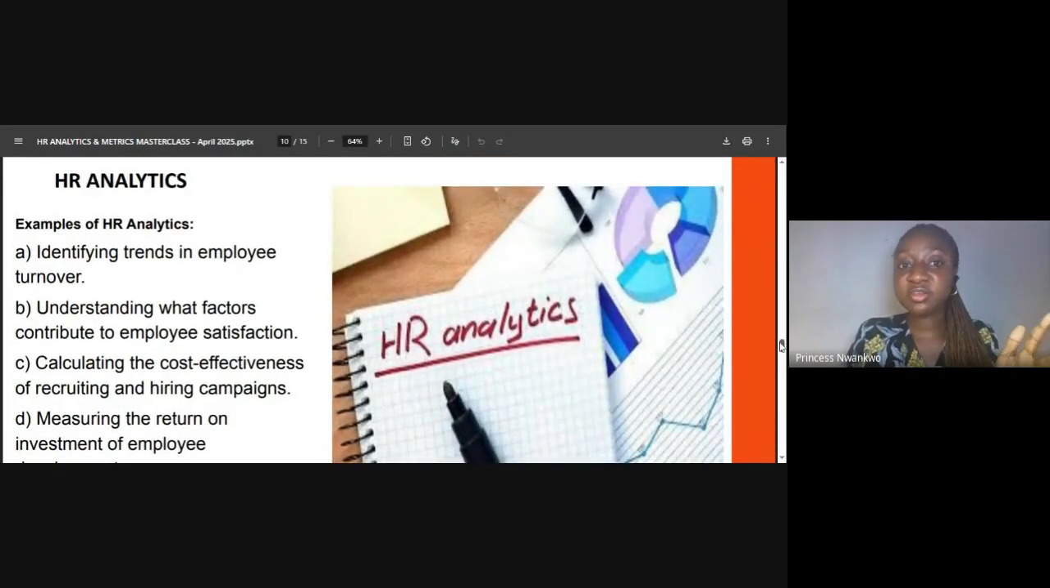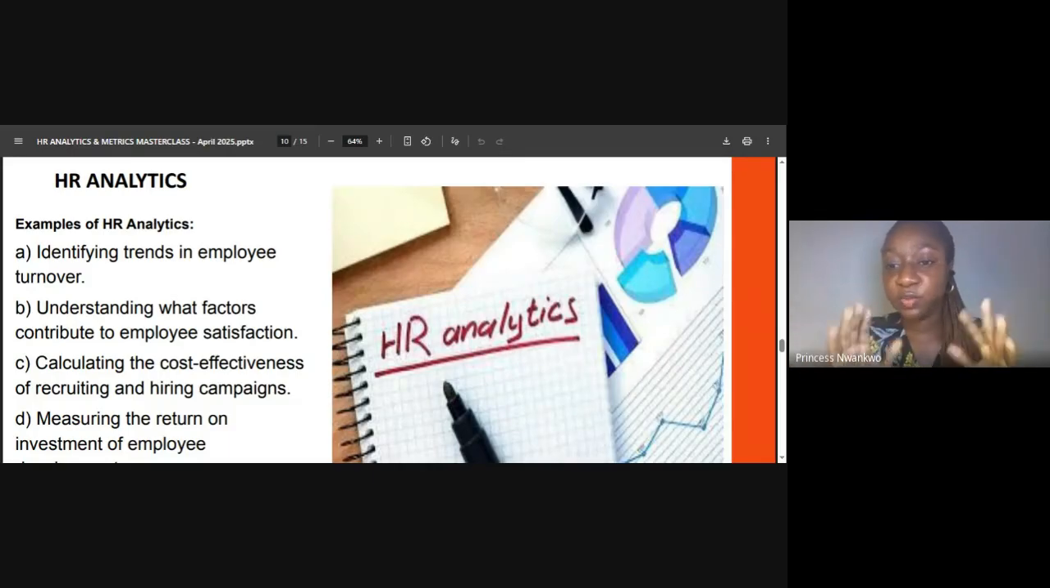So the way I mentioned some examples of HR metrics, here are some examples of HR analytics as well. Identifying trends in employee turnover, understanding what factors contribute to employee satisfaction. Just like I said, depending on the problem in the organization and what you're trying to solve, you should draft out what your people analytics process is going to look like.